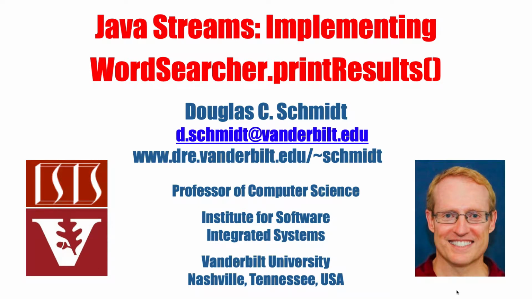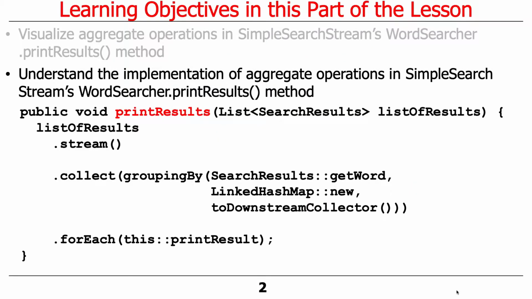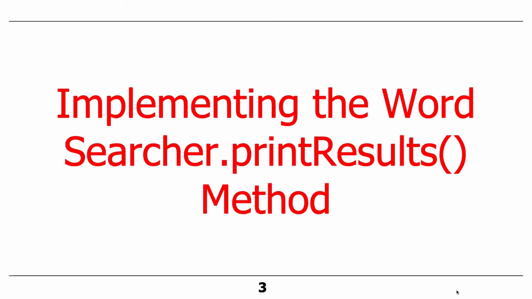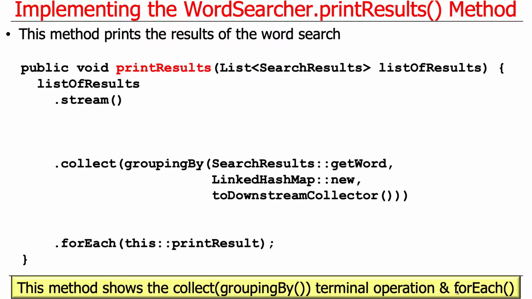So now that we've talked about how to visualize print results, let me show you the implementation, which will give you the ground truth of what it's really doing. This is actually kind of an interesting implementation. We'll talk about it in a couple different pieces. If you recall, the purpose of this thing is to print the results of the word search. And this will, again, show off a couple of interesting Java features.